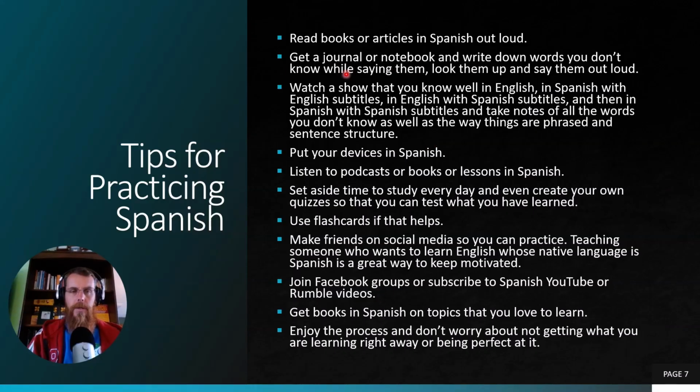Some tips that you can do to help you immerse yourself in the language. One would be to read books or articles in Spanish, or whatever language you're learning, and read it out loud. Read it with your voice. You don't even have to understand what you're actually saying. If you read it out loud, it helps your mouth to pronounce it, it helps your ears to hear it, and it helps you to speak clearer. And you can always slow down when you read.